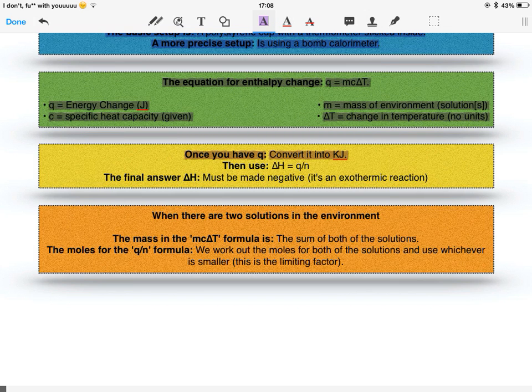And then what we do is we use the equation ΔH equals Q over n, where n is the number of moles. And the final answer for our enthalpy change must be made negative, and that's because the enthalpy change in this instance is always an exothermic reaction.